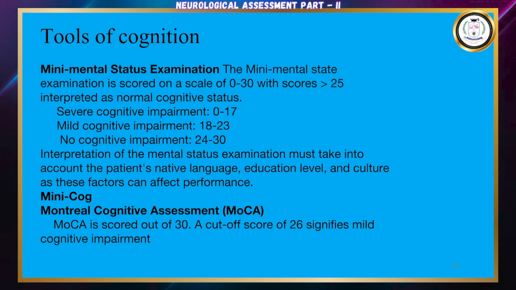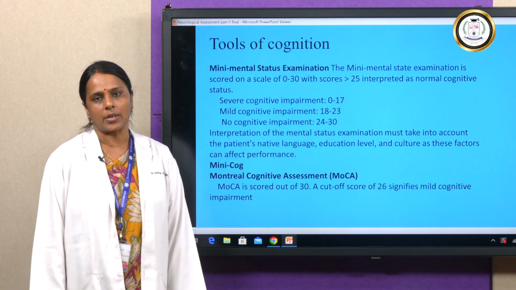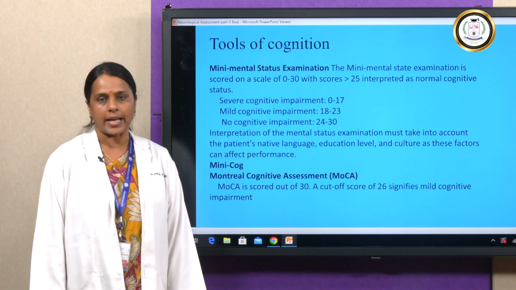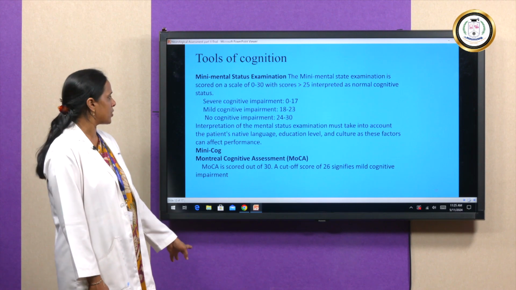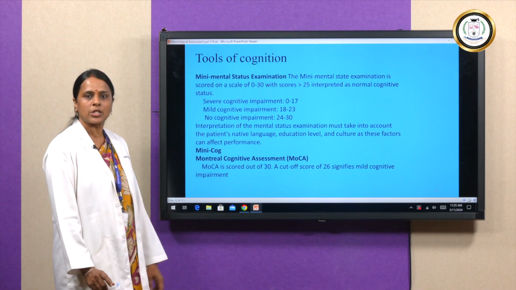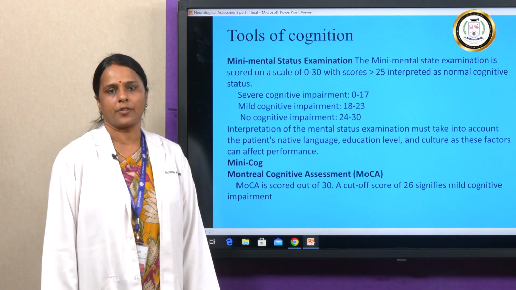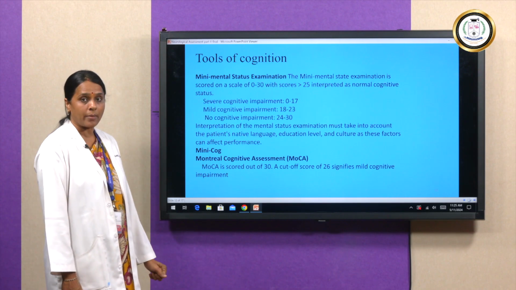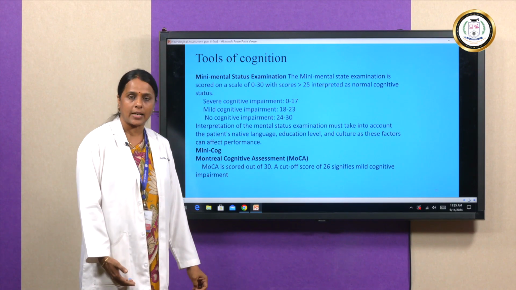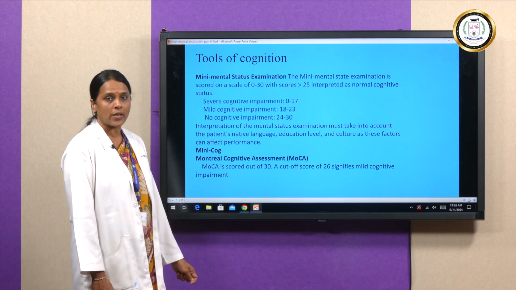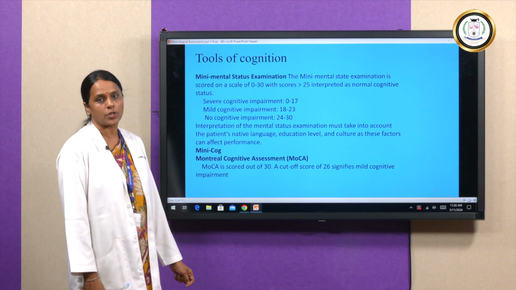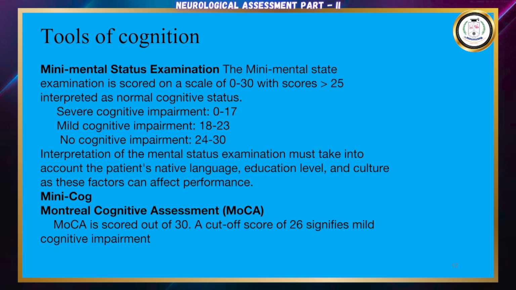We have different tools to measure cognition. The most commonly used tools in the clinical side are the Mini Mental State Examination and the Montreal Cognitive Assessment Scale. Now for the Mini Mental State Examination, the score ranges from 0 to 30. Scores greater than 25 are considered a normal cognitive person. If the score is between 0 to 17, the patient has severe cognitive issues. If it is between 18 to 23, it is mild cognitive issues. If it is 24 to 30, it is no cognitive impairment.